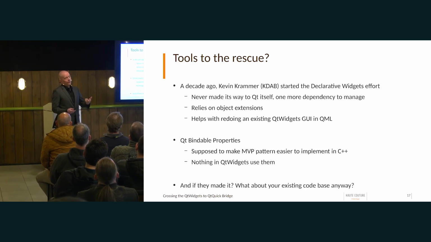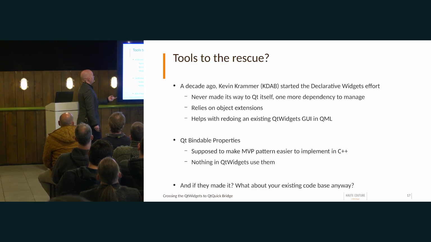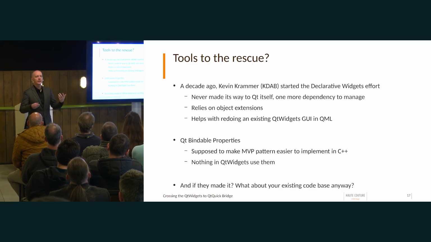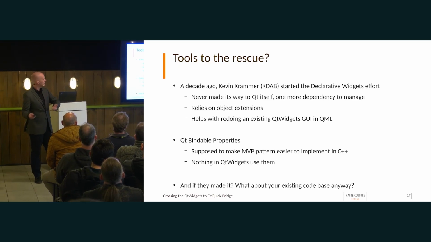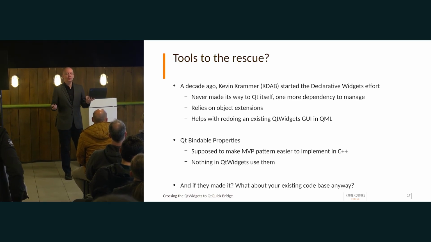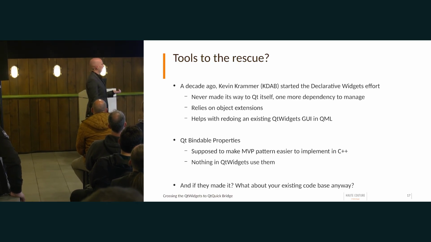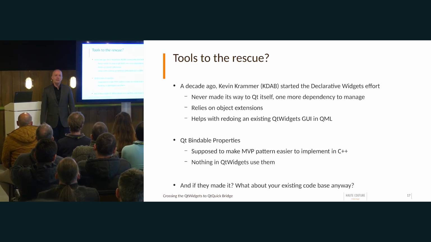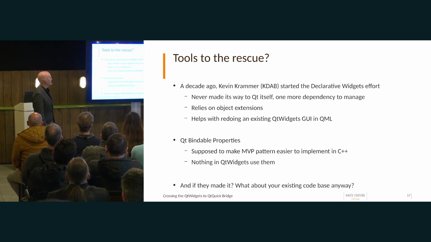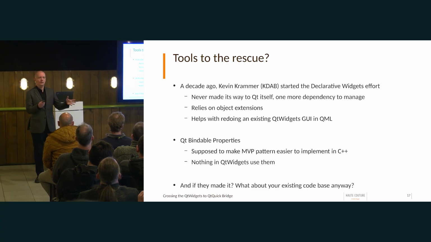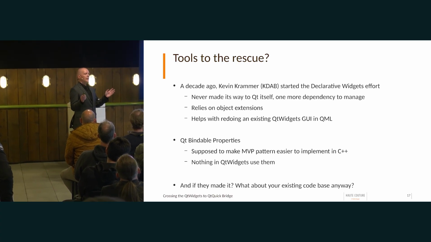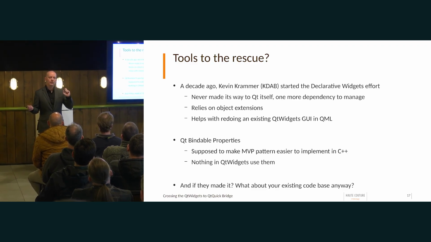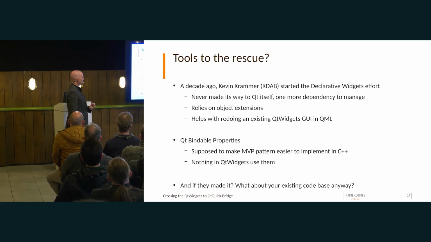The problem with the fact that it's outside of QtWidgets means that for the implementation, it needs to rely on object extensions. So if you use it, indeed, you can write QML code for your widget parts. But then you get all those object extensions, and that's priced in memory at runtime. It definitely helps with redoing an existing QtWidgets GUI that you've written. You got the UI files, and it will nicely redo the UI files in QML for you. There's a small tool to help with that. So that helps with that step.